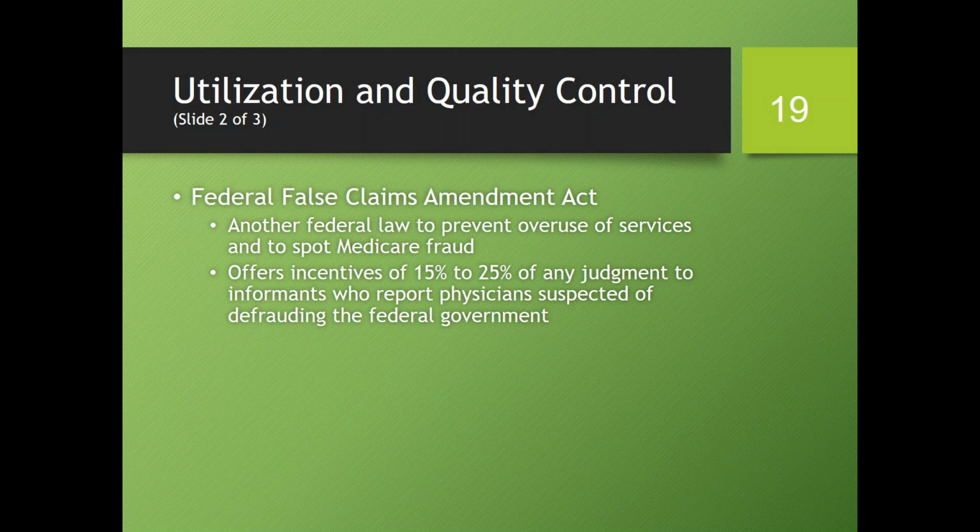The Federal False Claims Amendment Act is another federal law to prevent overuse of services and to spot Medicare fraud. It offers incentives of 15 to 25% of any judgment to informants who report physicians suspected of defrauding the federal government. The Act affects the medical office because incentives make whistleblowers more likely, and whistleblowers are those informants who report.